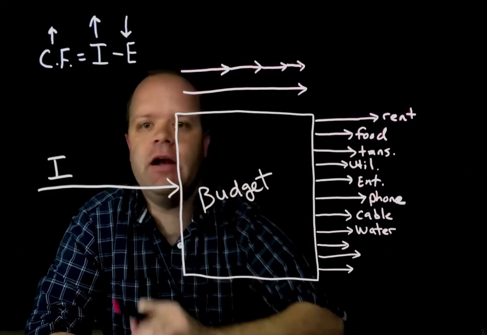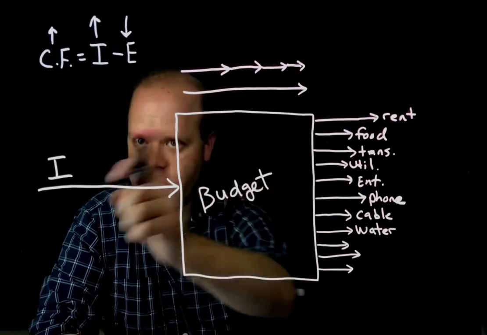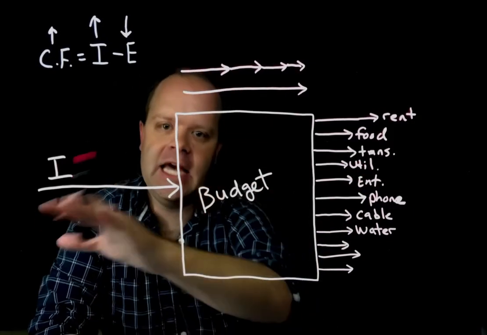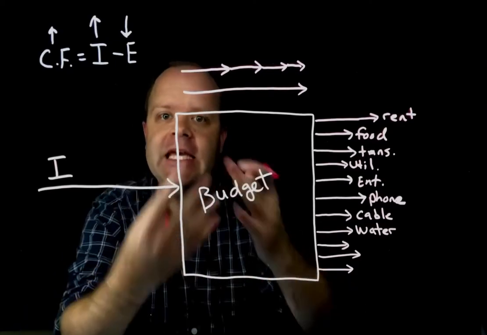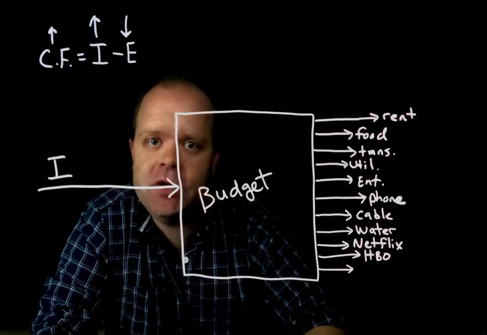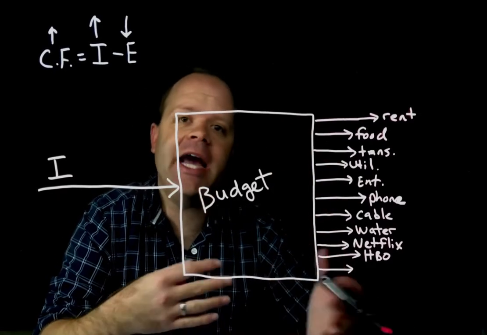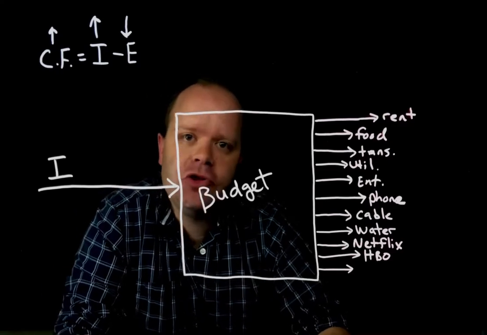And the length of this arrow basically represents how much money you have leaving the system, just as with the income. The length of the arrow is how much money is coming into the budget. So when it comes to lowering expenses like this, I can take two different approaches. I can either eliminate arrows on the right-hand side, or I can shrink them. And the first thing I'm going to do is try to eliminate arrows.